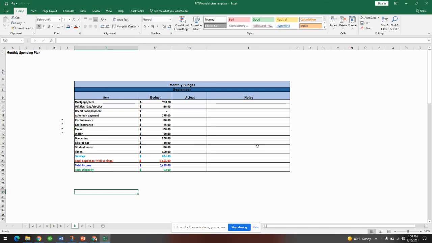So now we are finally ready to create our monthly budget. As a recap, when we first started, we first set our financial goals, right? To understand all of the things that we want to accomplish in life financially and what we're going to do in order to march towards financial freedom.